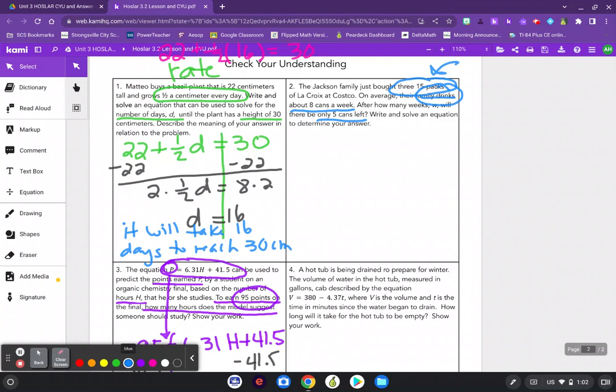In problem 4, it talks about a hot tub being drained. There's an equation to represent that. It says, how long will it take for the hot tub to be empty? Well, V is the volume, T is the time. And so if my hot tub is empty, how much water would be in there? What would the volume be? And so that would be something to consider when you're looking at using the equation that was given. All right, if you have questions, let me know. And then your homework was to do the 3.2 practice.